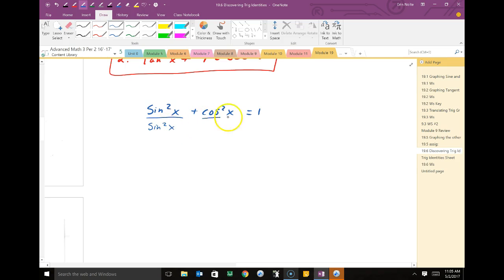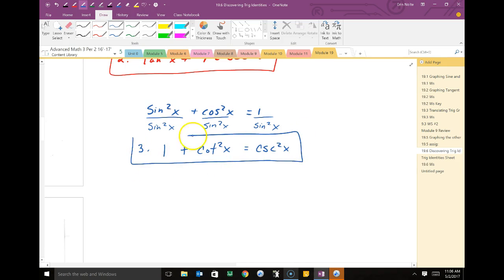So sine squared, and sine squared. My first term, I have sine squared over sine squared. What does that reduce to? 1. Okay, 1 plus. Now cosine over sine becomes cotangent, so it'll be cotangent squared. And then 1 over sine squared, that's a reciprocal identity, is cosecant squared, which, voila, gives us our third Pythagorean identity. Fancy footwork, huh?